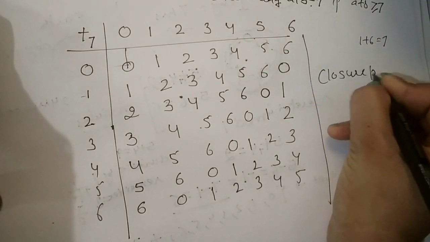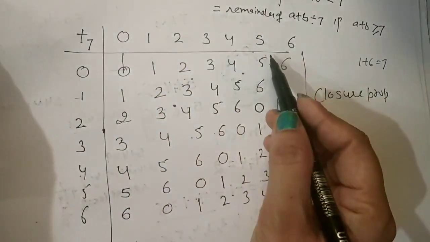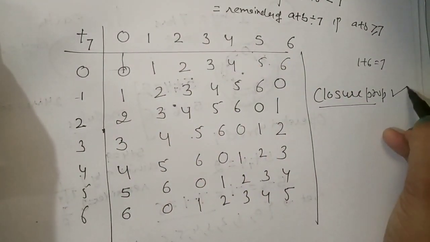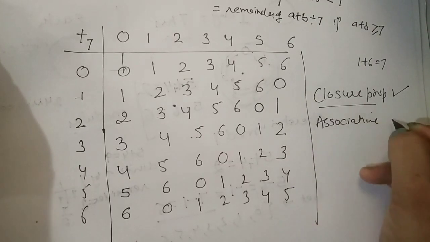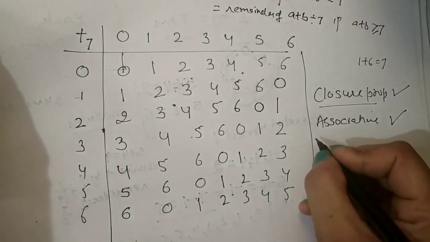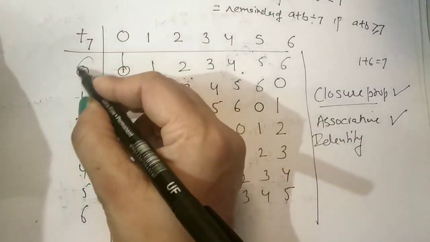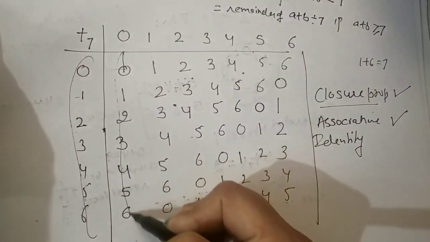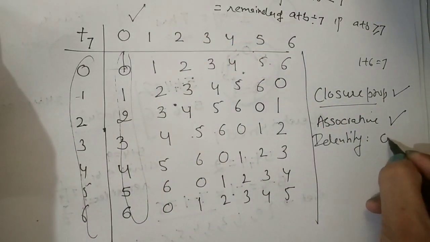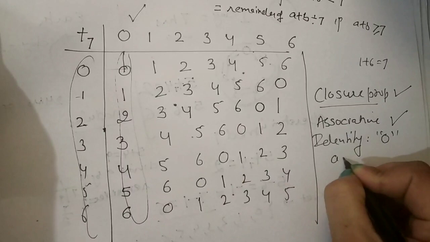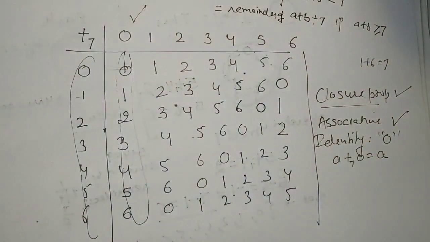So the closure property: because all the elements in this composition table are from the given set, closure property is true. Associative property always holds for numbers under addition. Identity, is there an identity element? Is there any column which is same as the first column? Yes, this is the second column, which is obtained by operating with 0. So identity element is 0, because when you add 0 to anything, you get the same answer.